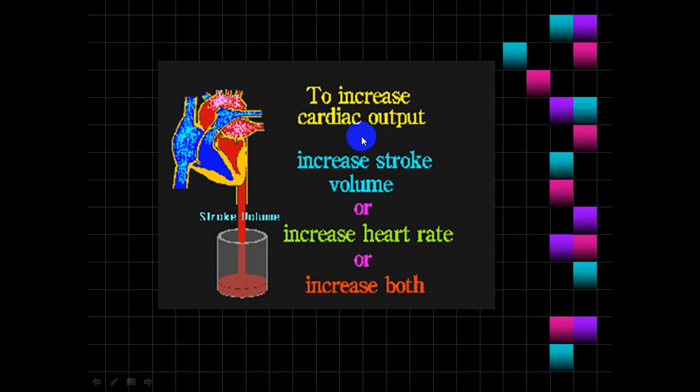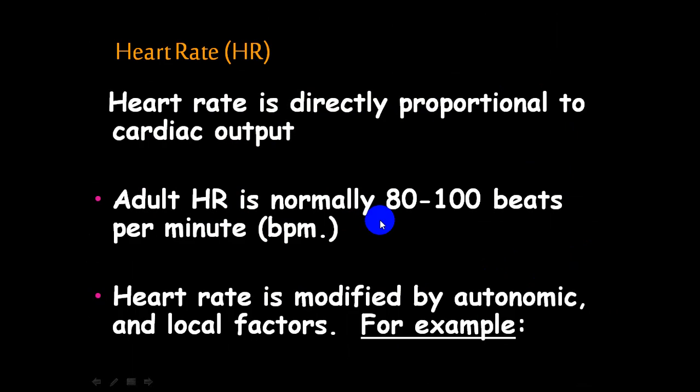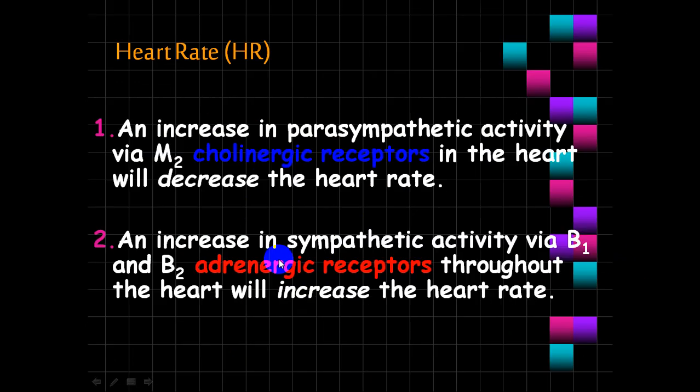So to increase cardiac output, increase stroke volume, or increase heart rate, or increase both. Heart rate, as we said, is directly proportional to cardiac output. That means an increase in rate gives an increase in cardiac output. Adult heart rate is normally between 60, 70, 80 to 100 beats per minute. Heart rate is modified by the autonomic nervous system and some hormones.